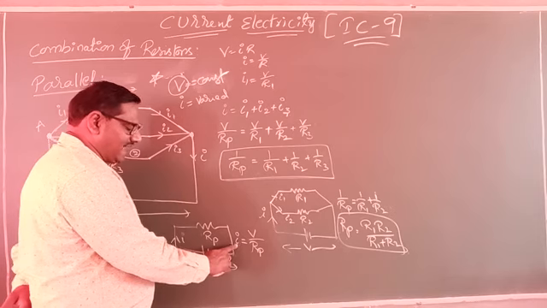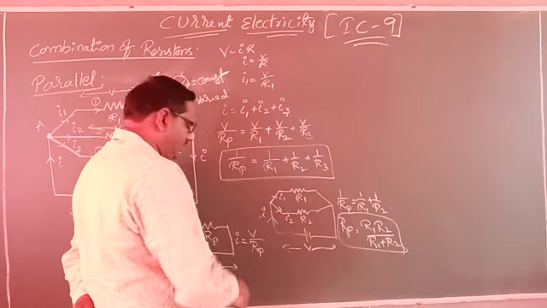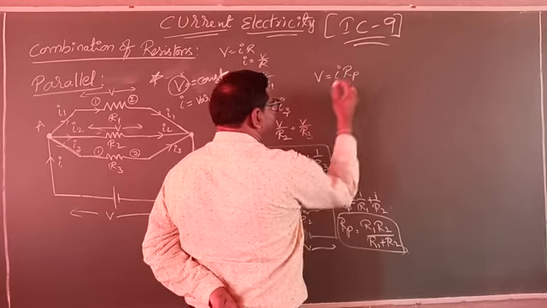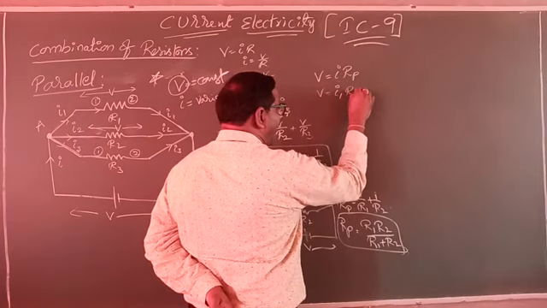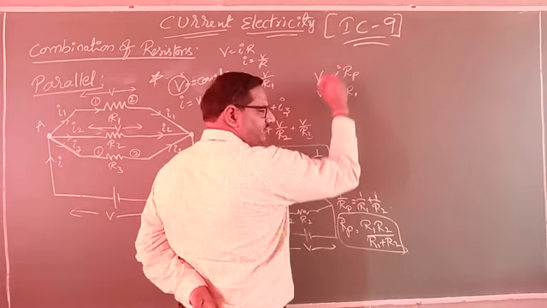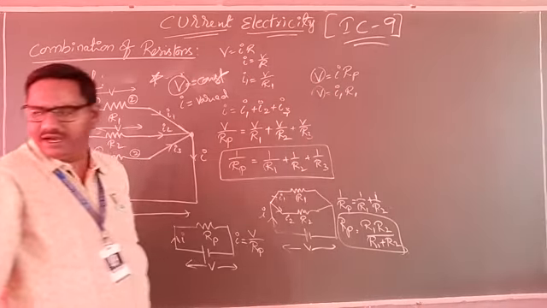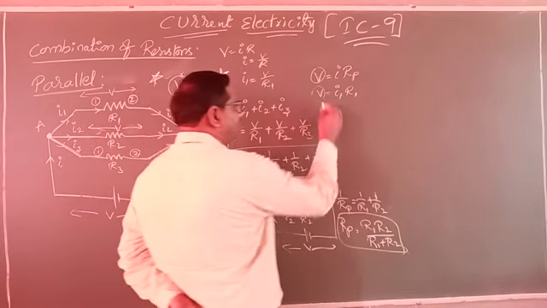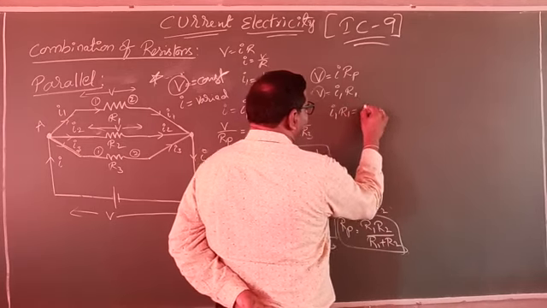So here the current will be I, here the current will be I1, and here the current will be I2. According to this, V equals I into Rp. Similarly, here the potential is also the same: V equals I1 R1. By using these two, what can I write? These potentials are the same because of the parallel combination. In a parallel combination, the potential difference must remain the same. Then equate these two: I1 R1 equals I into Rp.